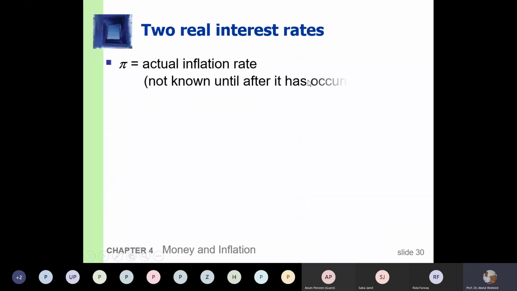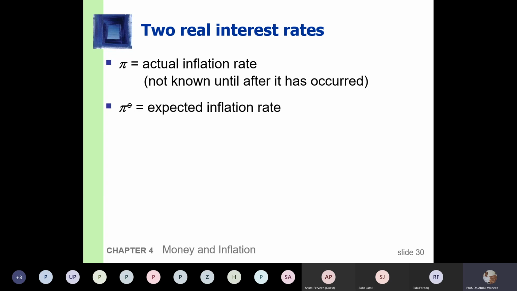Now we have two real interest rates. The inflation rate is the actual inflation rate, which is not known until it has occurred. I don't know after 1 year what the inflation rate in the economy would be. It is July 2020, and in July 2021 I will know what the inflation rate was.